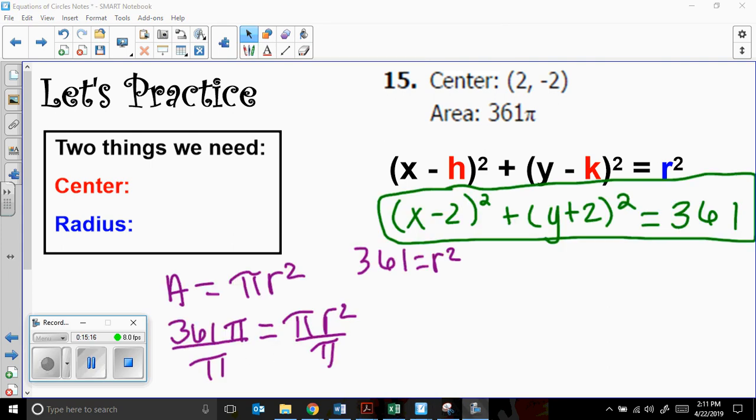All right, so we had to work backwards. We got that radius squared is 361. And because we technically need the radius squared, we don't have to go back. The radius would be 19 though. And then we go ahead and plug all the center information, the area, and the radius into the formula. And that's your equation.